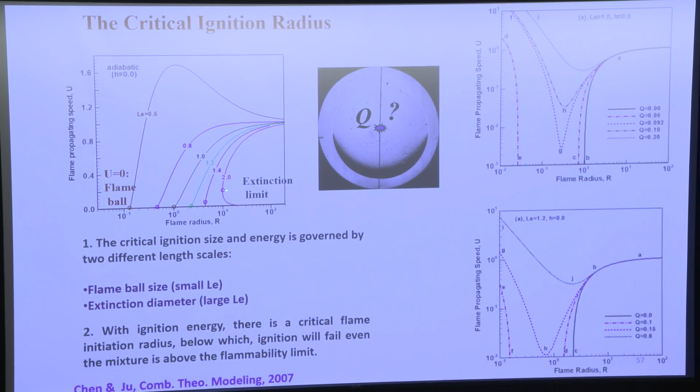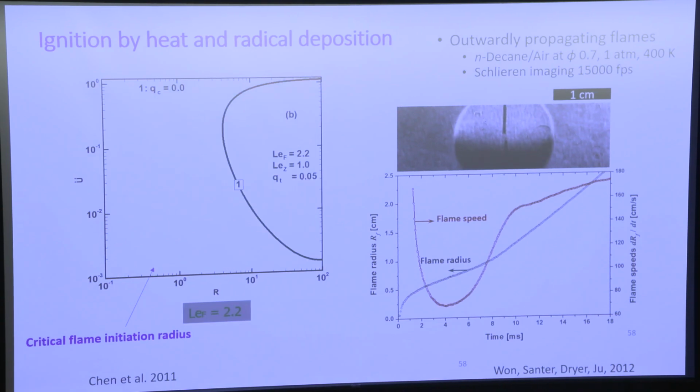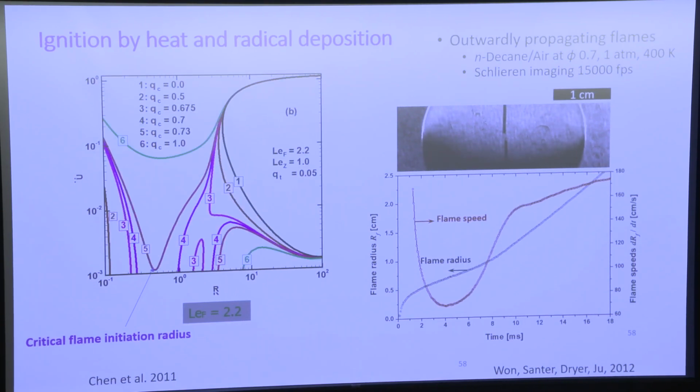And you can see the flame propagating speed as a function of radius. Then when the speed goes to 0, this is the flame ball. The flame ball is somewhere here. The minimum critical radius is somewhere here. It's slightly bigger than the flame ball. But if you plot that, so I don't need to do this. There are too many things to do.